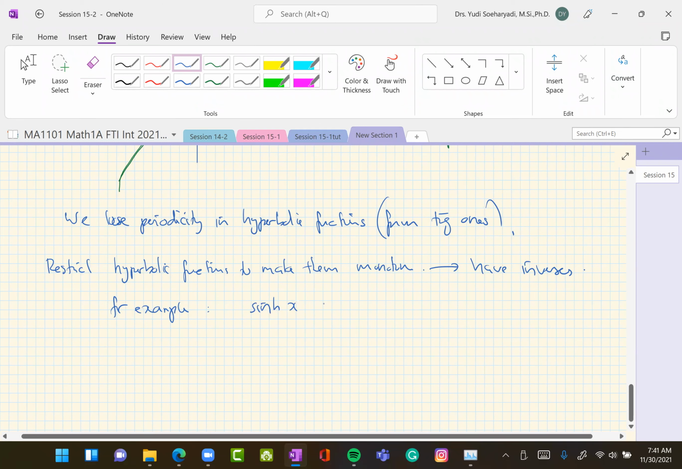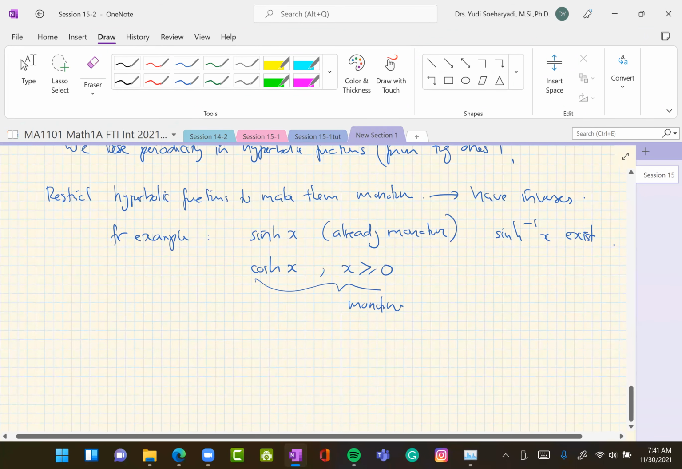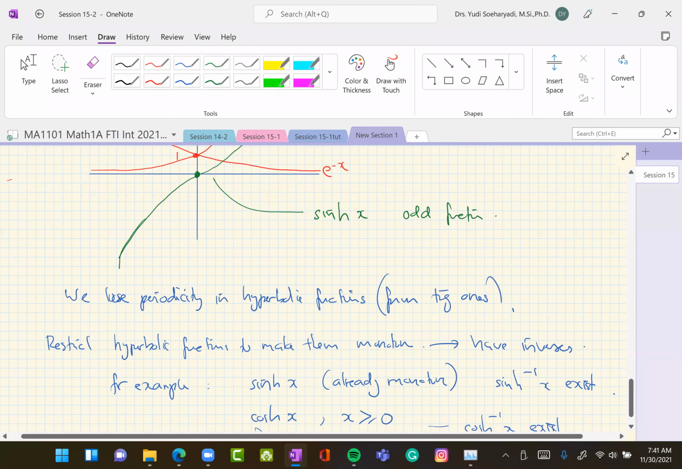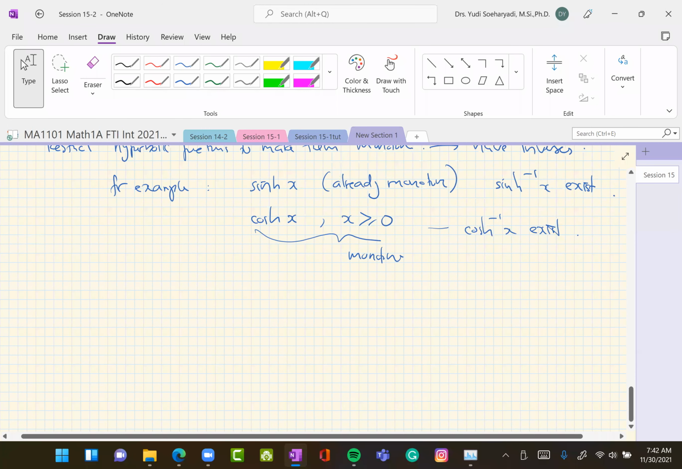For example, hyperbolic sine of x is already monotone, so the inverse exists. But for hyperbolic cosine, restrict to there. Okay, so this is monotone, because that's increasing for x positive. So in this case, the inverse of hyperbolic cosine exists.